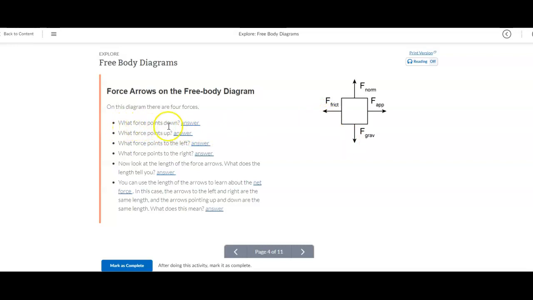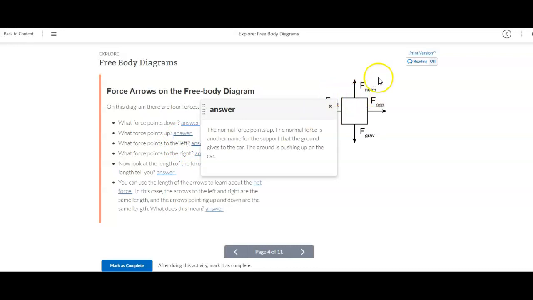So what force points down? That's going to be gravity. So the car is being pulled down by gravity. What's pointing up? Okay, so talking about over here, that's the normal force. This normal force is another name for the support that the ground gives to the car. So the ground is pushing up on the car. So this would be the normal.